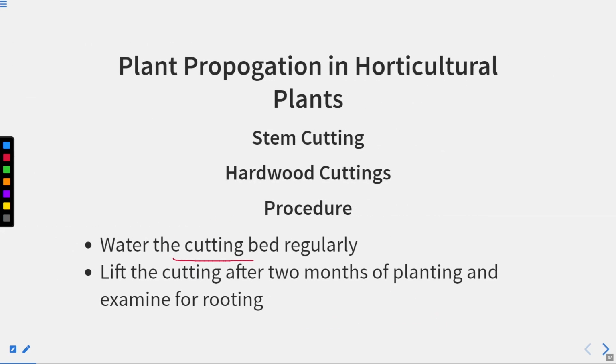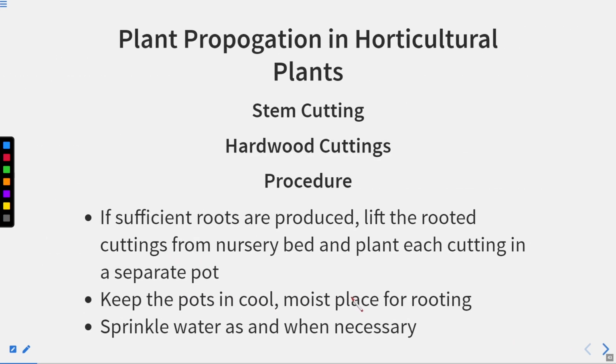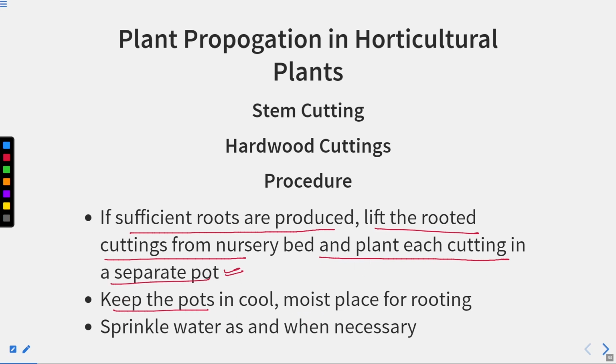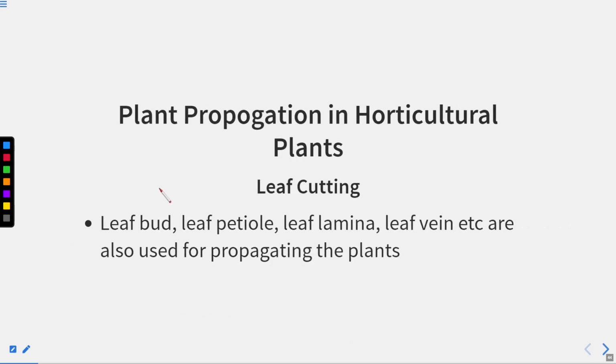Water the cutting bed regularly. Lift the cutting after 2 months of planting and examine for rooting. You must take out the plant and see whether it has proper root growth. If sufficient roots are produced, lift the rooted cutting from the nursery bed and plant each cutting in a separate pot. Keep the pots in a cool, moist place for rooting. Sprinkle water whenever necessary.